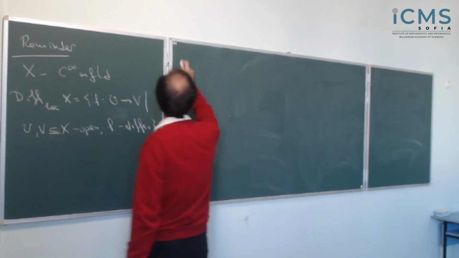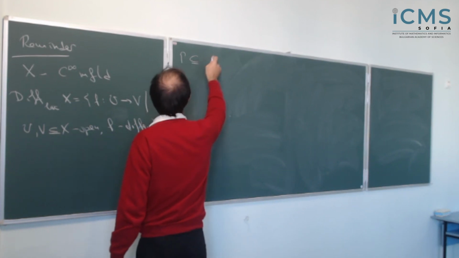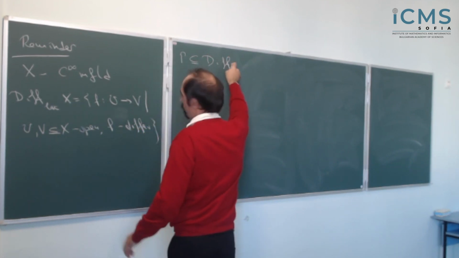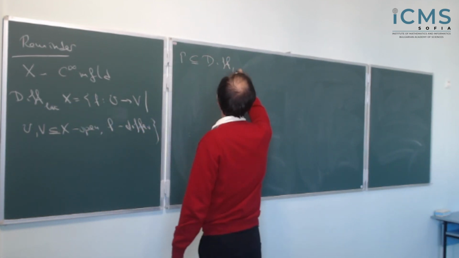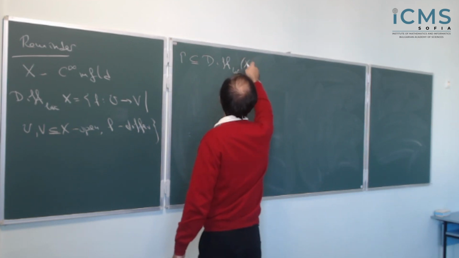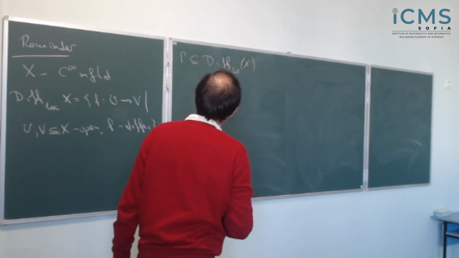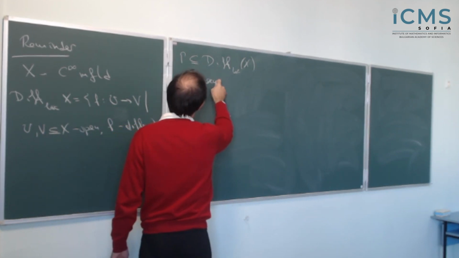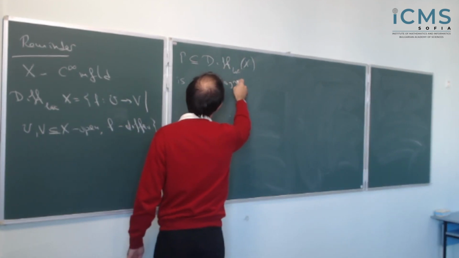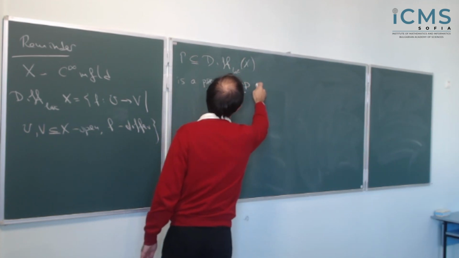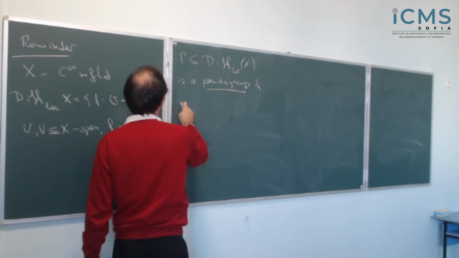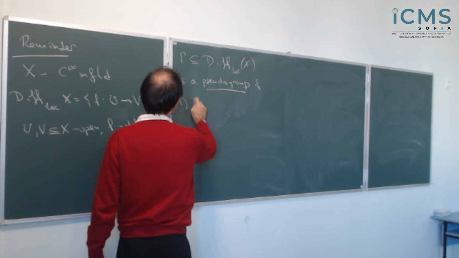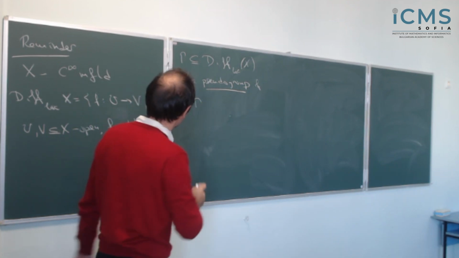A subset Gamma of these locally defined diffeomorphisms is a pseudogroup if, first of all, it has a group-like property.